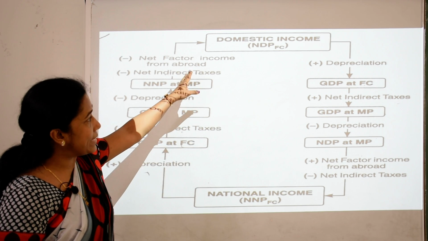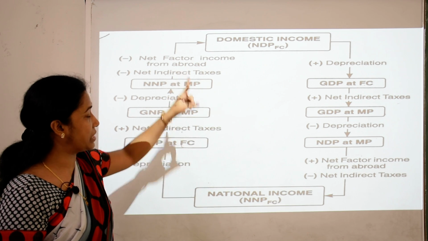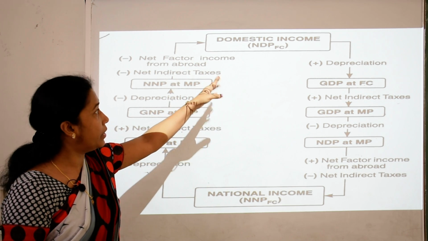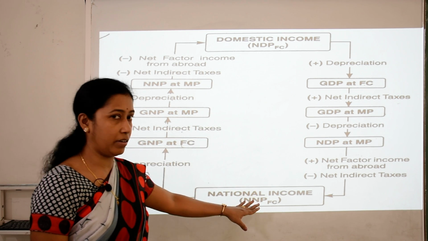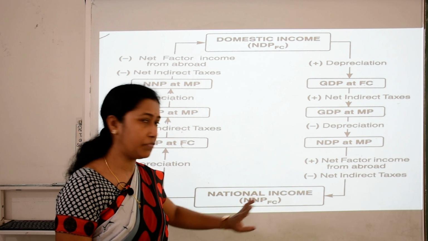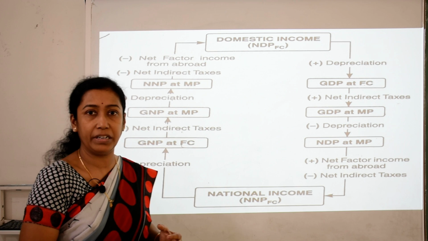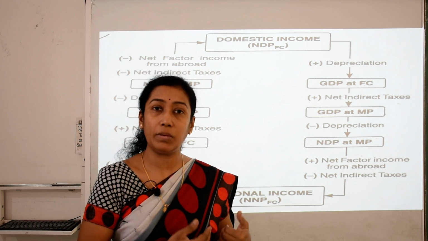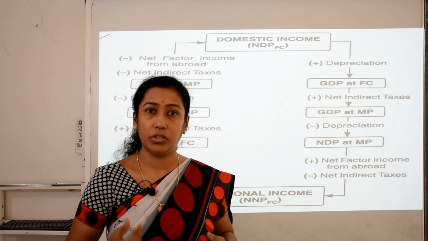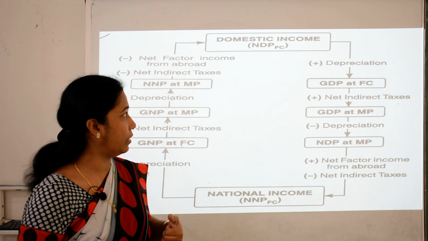Now as you can see, we have two terms. We can imagine that we have two terms, that is domestic income, which we can call net domestic product at factor cost, and we have national income, that is net national product at factor cost. Now this particular chart which I have provided you is just so that you can see, and it will be easy for you to calculate the solutions related to national income.